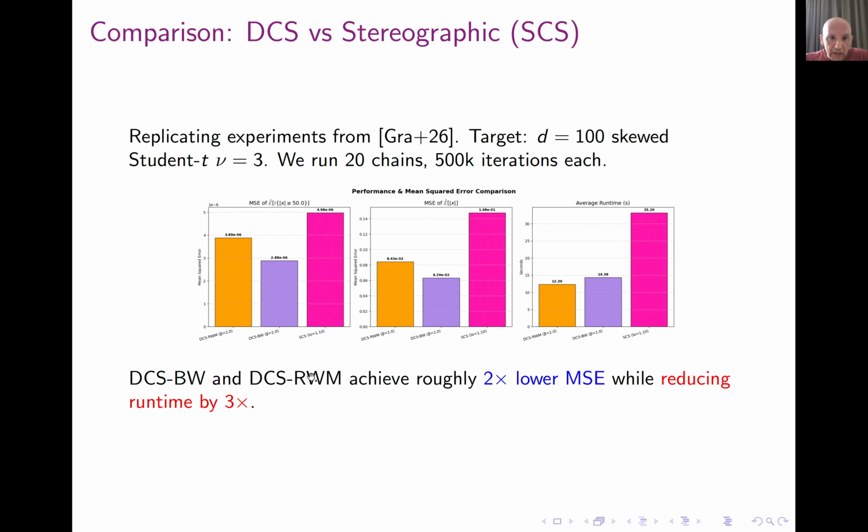So what algorithms have we used here? You look at the mean, you're estimating the mean of this distribution, and this is the mean squared error under the stereographic sampler. Because, as I was saying at the beginning, the stereographic sampler works on a cap on a sphere, and computationally it is more expensive than just sampling on a ball. In terms of the mean squared error, of course, the error is reduced by DCS with the ball walk on R^d.